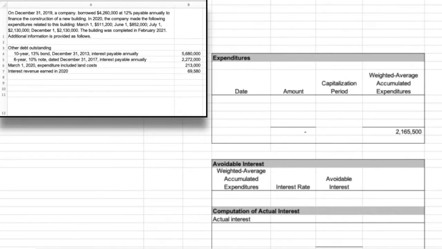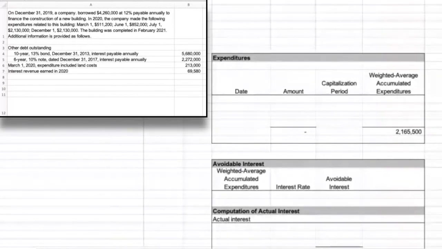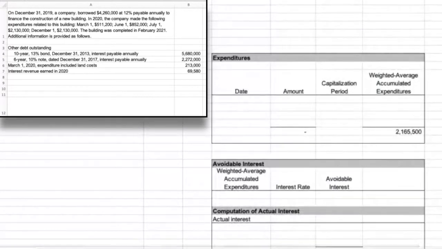If you remember back to when I walked through the slides, the amount of interest we get to capitalize associated with this construction is going to be the lesser of the avoidable interest or the actual interest for the company. To calculate avoidable, we first have to know how much the cost of the building was. So what were our expenditures? We're going to calculate our weighted average expenditures.